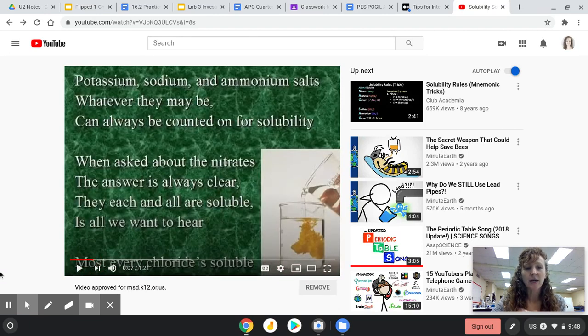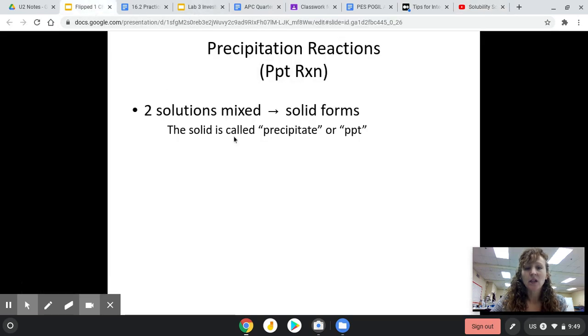Here we go. Okay, so any salt that contains potassium, sodium, ammonium, or nitrate is always going to be soluble. So you need to have that memorized. And then outside of that, you need to be able to use the solubility chart in order to predict what kind of things are going to be solid versus what kind of things are going to be aqueous.